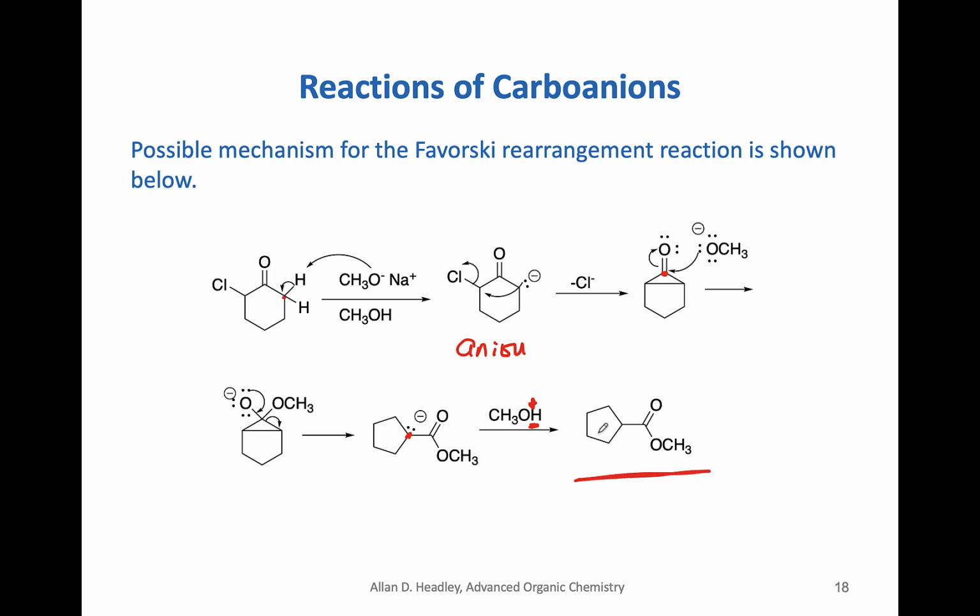So this is the proposed mechanism for the Favorskii reaction, or the Favorskii rearrangement. As you can see here, the anion is created, through an intramolecular substitution reaction we get this, and through a rearrangement we get this as our product. So this is the end of this lecture on carbanions. Continue reading up on carbanions.